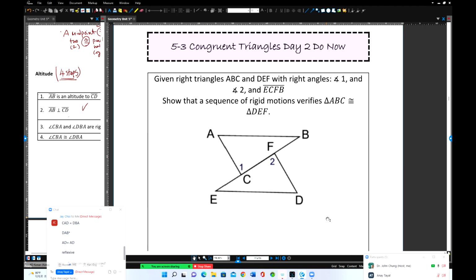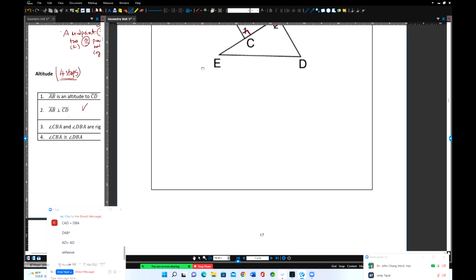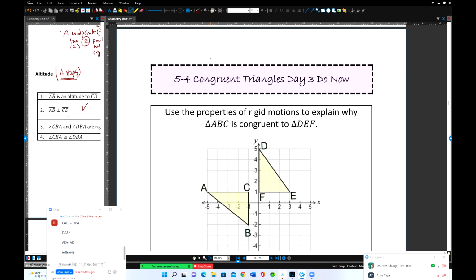Given right triangles ABC and DEF, this is what? Right triangles. They already said right triangles. This is also right triangles. And the length of this one, ECFG, is what? Straight line. So there is a sequence of rigid motions. Okay, we don't need this one. You're gonna prove some right triangles congruent. You're gonna do this one. You don't need this one.